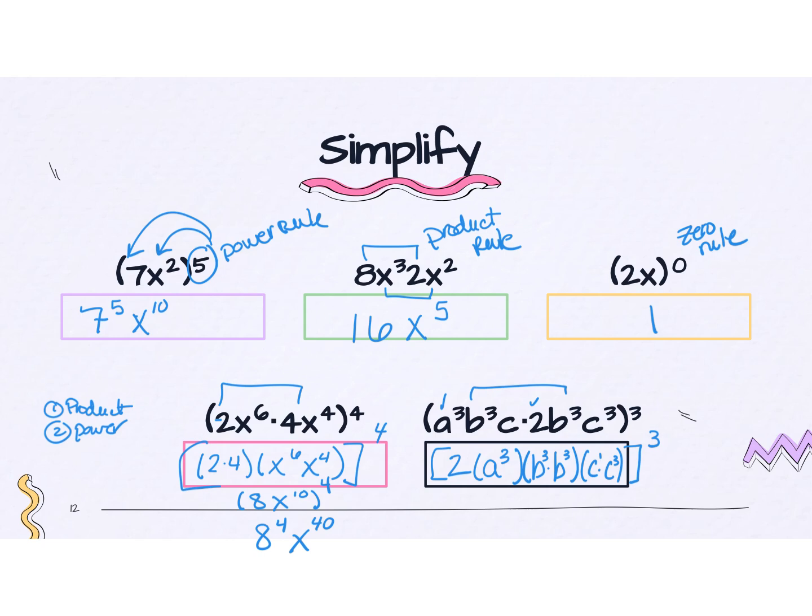All right, so let's see if we can simplify this a little bit. I'll try to squeeze it in here. I have 2, a to the power of 3, b to the power of 3 plus 3 is 6, and c to the power of 4, all raised to the power of 3. So now I'm going to distribute. So I have 2 cubed, a to the power of 9, b to the power of 18, and c to the power of 12. You could obviously do 2 cubed as 8 if you would like, but it's not necessary.